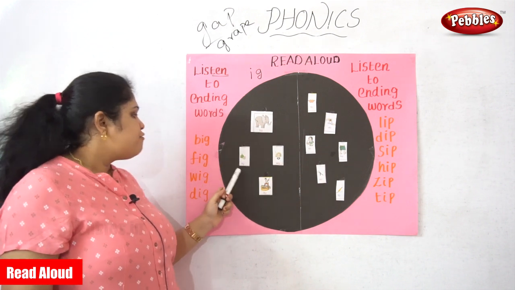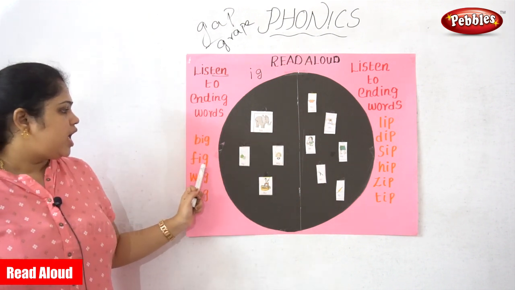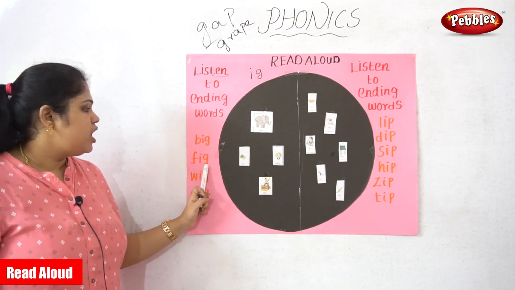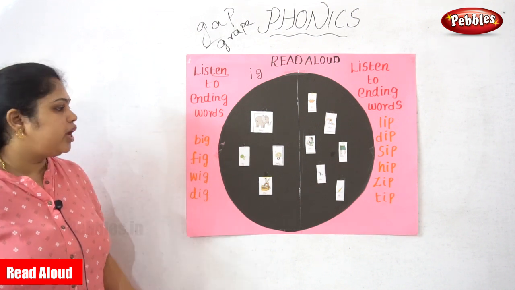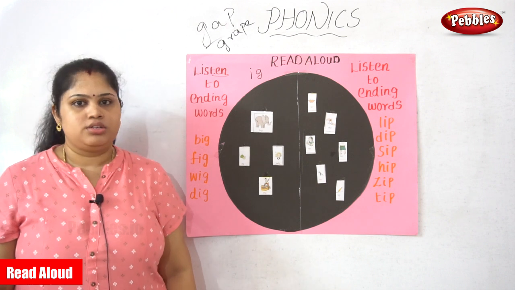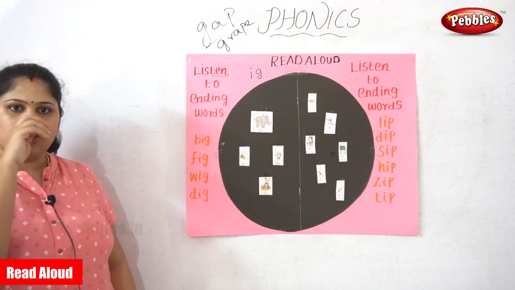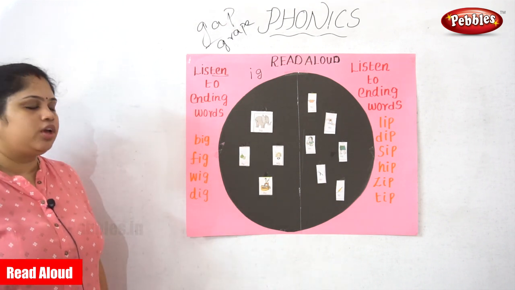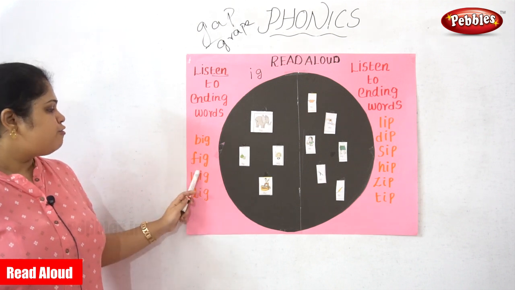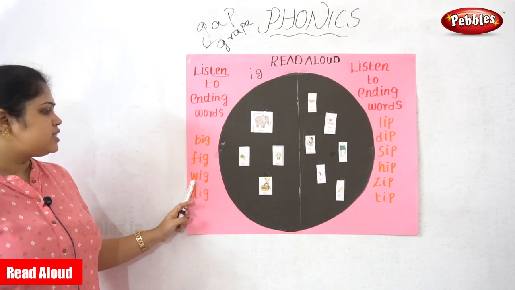Okay, next, fig. Fig means it's a fruit. It has lots of vitamins. It's very healthy to eat, isn't it? Fig.